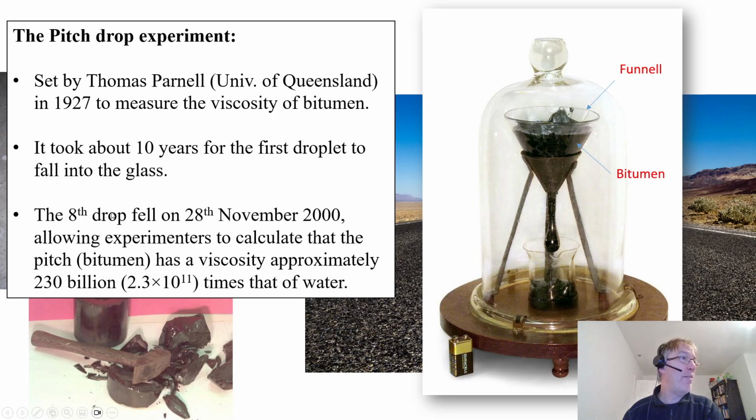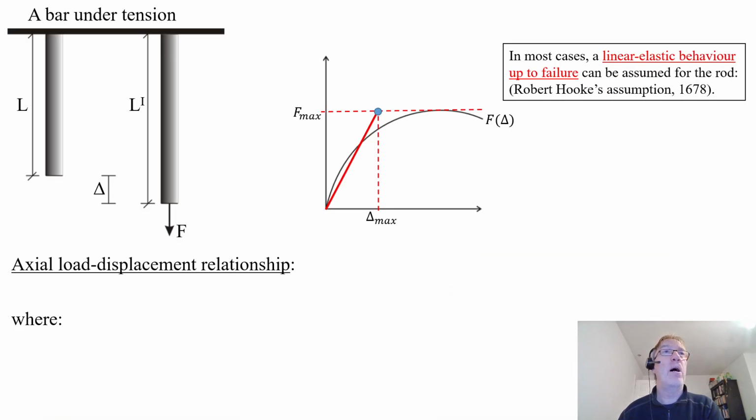The 8th drop fell on the 28th of November 2000. Yep, so it's running over a period. So we can see here that this asphalt, or this bitumen, sorry, has a viscoelastic behaviour, similar to which we would talk about timber having the creep effect. Similar thing.